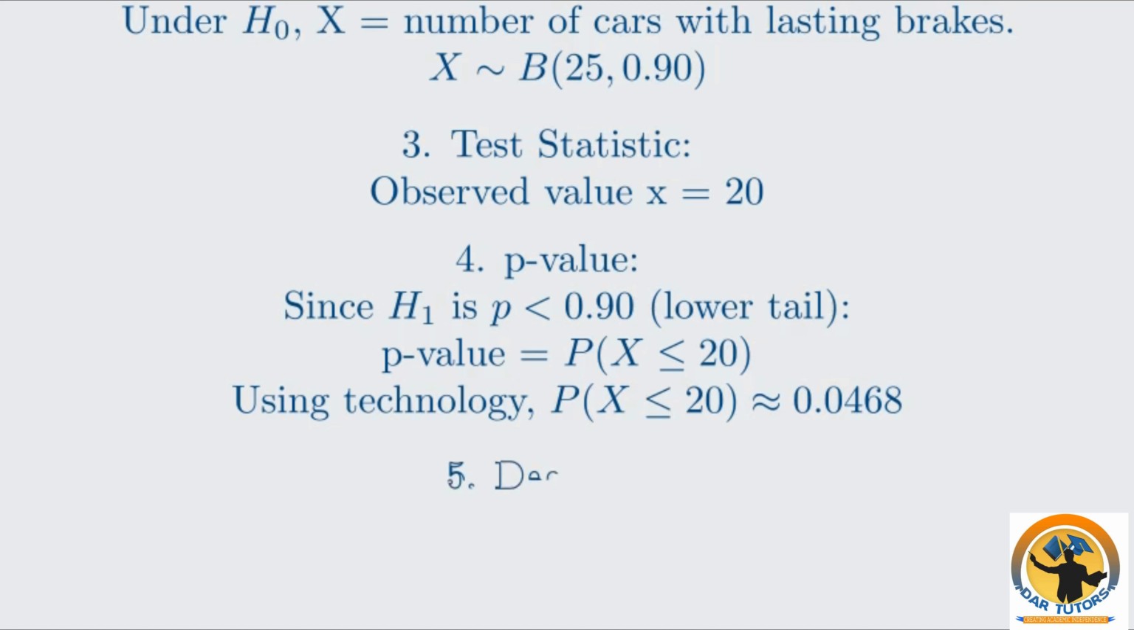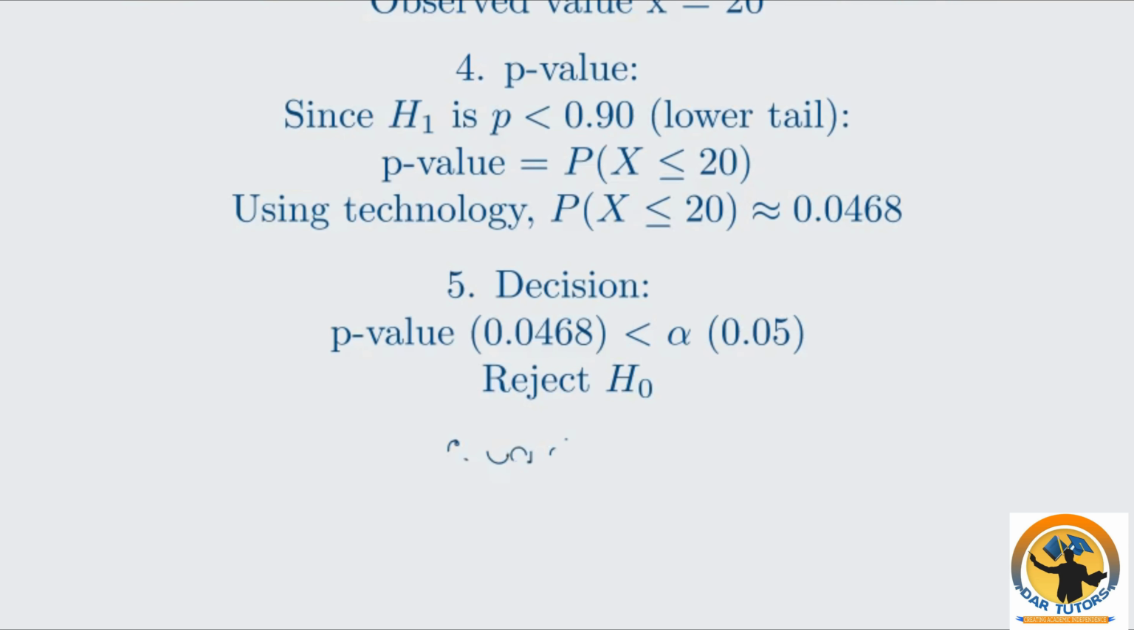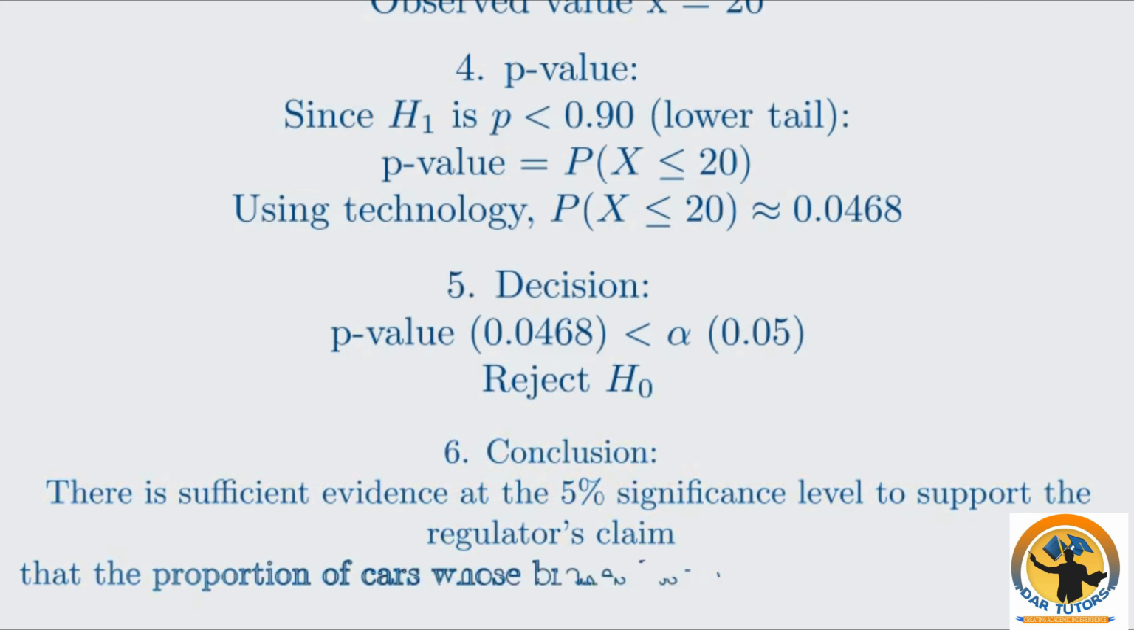We compare our p-value to alpha. Our p-value of 0.0468 is less than our alpha of 0.05. This means we reject the null hypothesis. Finally, the conclusion in context. There is sufficient evidence at the 5% significance level to support the regulator's claim that the proportion of cars with brakes lasting 50,000 kilometers is less than 90%.